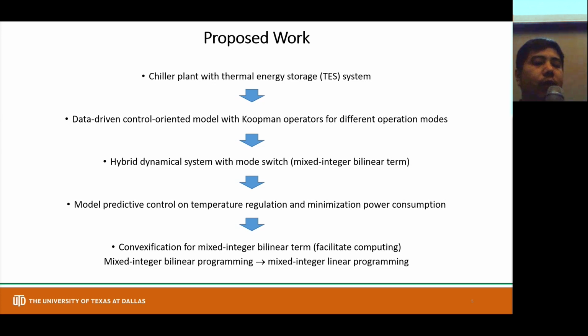And to solve the mixed integer binary programming problem, we use a convexification method to turn the binary program into a mixed integer linear program to facilitate the computing speed.